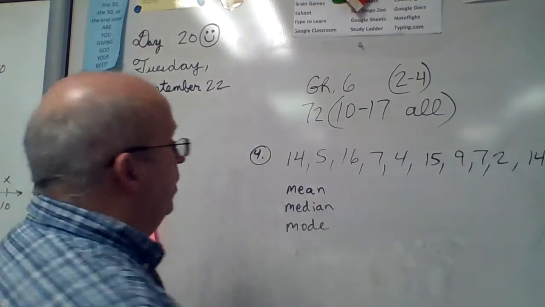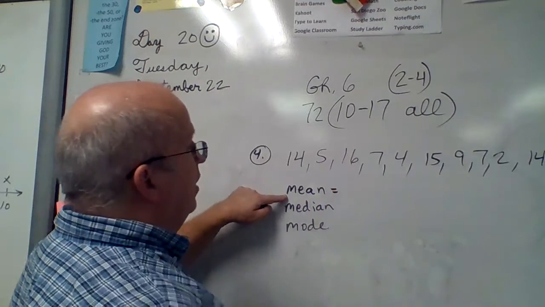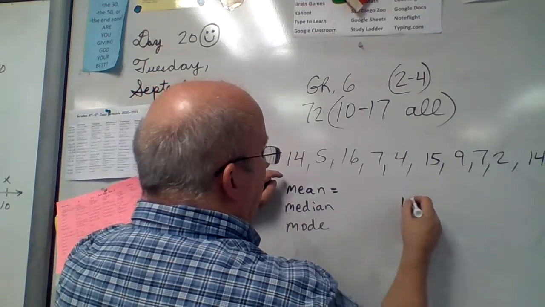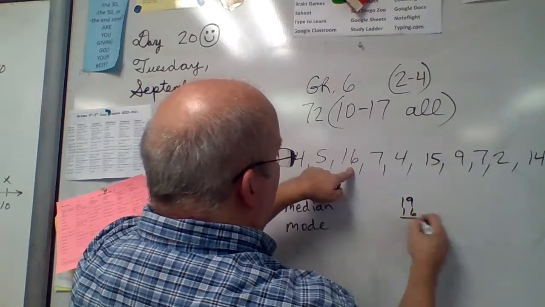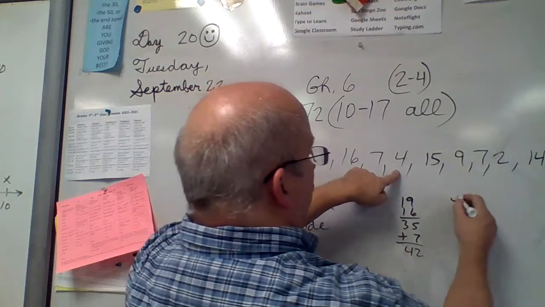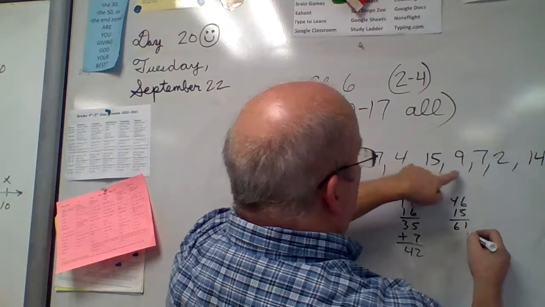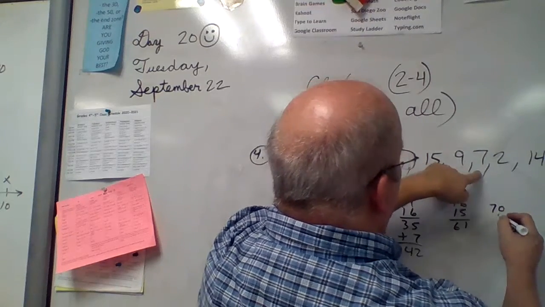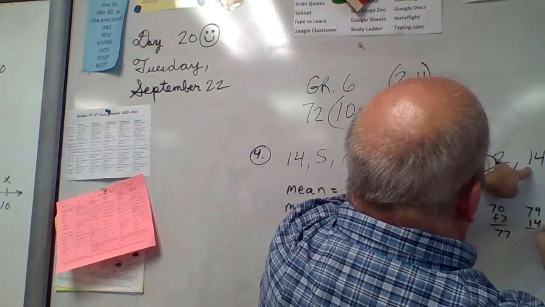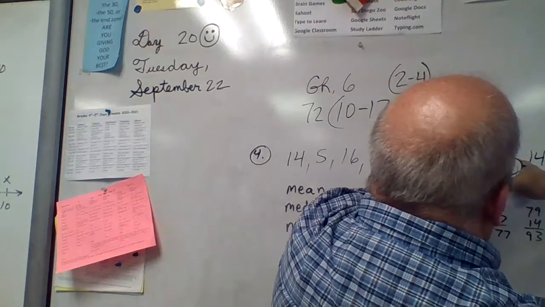The first thing I'm going to do is add up all these numbers because I want to find the mean. 14 and 5 makes 19. Then I'm going to add 16 to that, and that makes 35. If I add 7 to that, it's 42. If I add 4 to that, that's 46. If I add 15 to that, that's 61. Add 9 to that is 70. Plus 7 is 77. Plus 2 more is 79. Plus 14 is 93. And plus 6 more, I get 99.